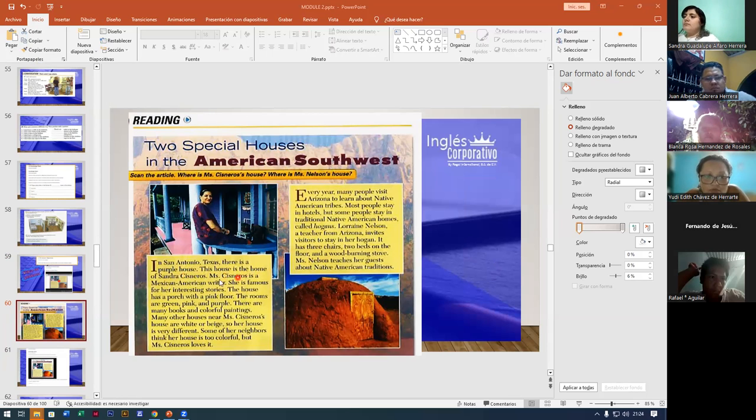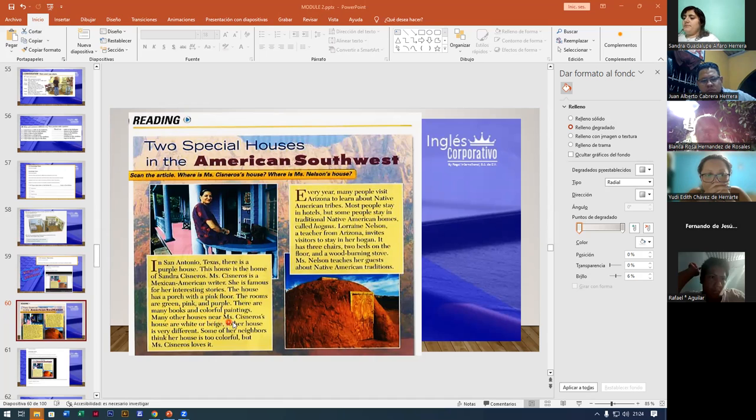This house is the home of Sandra Cisneros. Ms. Cisneros is a Mexican-American writer. She is famous for her interesting stories. The house has a porch with a pink floor. The rooms are green, pink, and purple. There are many books and colorful paintings.